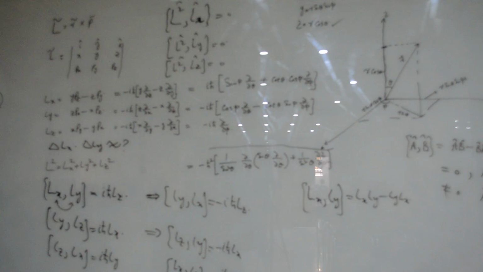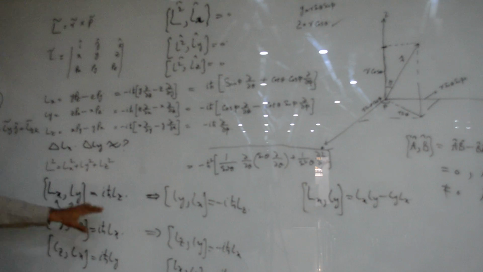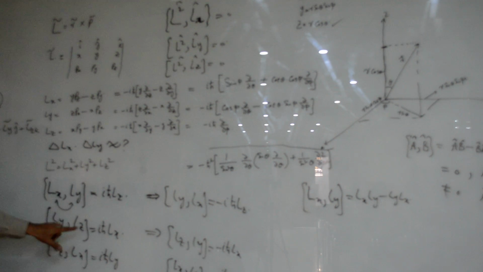You have L is equal to Lx i plus Ly j plus Lz k. 3 components, Lx and Ly. You take one of them and you take the other of them, they do not commute. You take this and that, they do not commute. You take this and that, they do not commute. It means that there is uncertainty in their measurement, and hence there is uncertainty in measurement of L, and hence L is not a good quantum number. L does not represent a good quantum number.